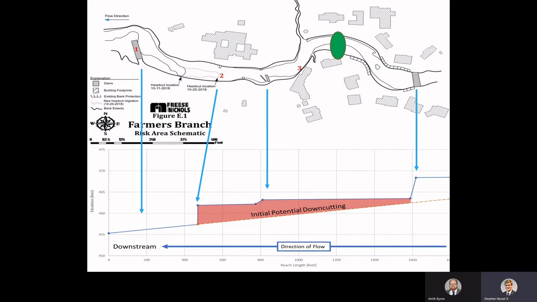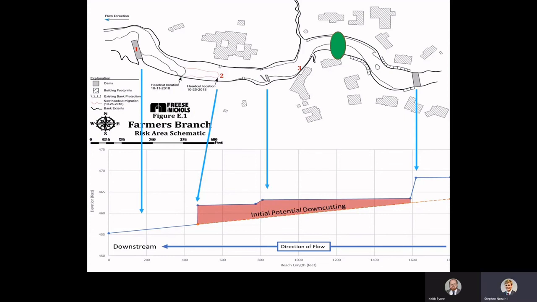for this channel was then extended up to our project area, and it was determined that approximately 8 feet of further downcutting would have been expected. Knowing the expected downcutting helps us quantify the expected damages upstream if the downcutting were to occur, but it also helps us determine the embedment depth of the proposed grade control structures to provide protection.